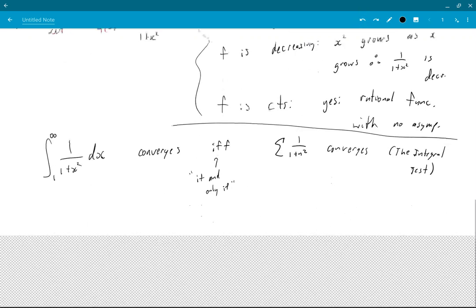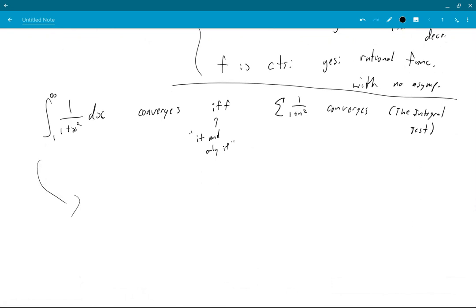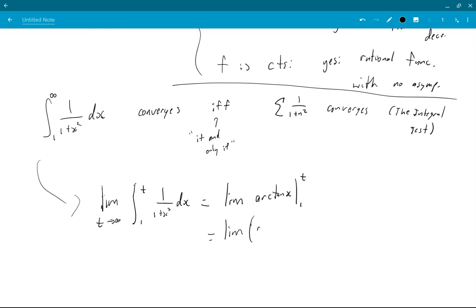this integral converges. Well, this is an improper integral. Limit t goes to infinity, 1 to t, of 1 over 1 plus x squared dx, which is the limit of arctan t minus arctan of 1, which is pi over 4. Now t is going to infinity, arctan goes to pi over 2.